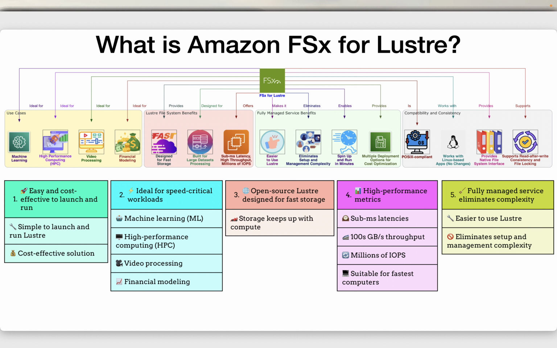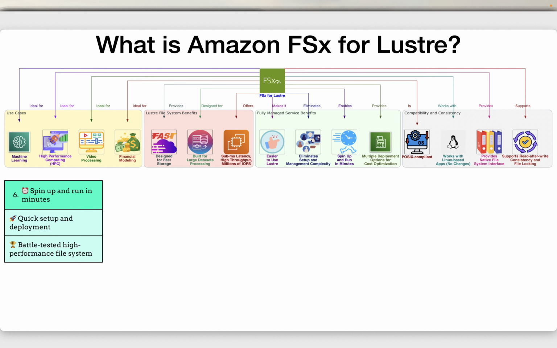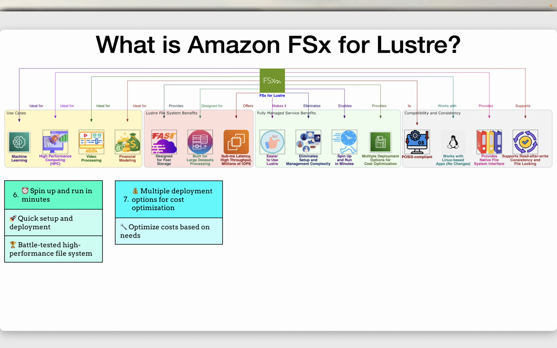As a fully managed service, Amazon FSx makes it easier to use Lustre for workloads where storage speed matters by eliminating the traditional complexity of setting up and managing Lustre file systems. FSx for Lustre enables you to spin up and run battle-tested high-performance file systems in minutes. FSx for Lustre provides multiple deployment options, allowing you to optimize cost based on your specific needs.